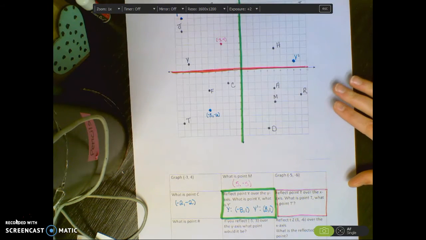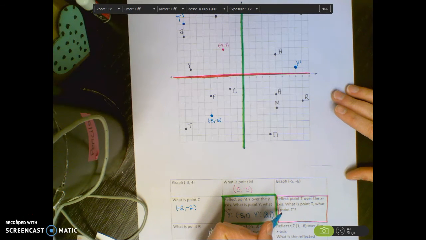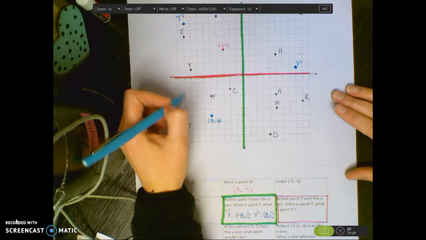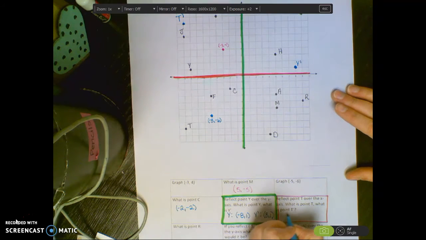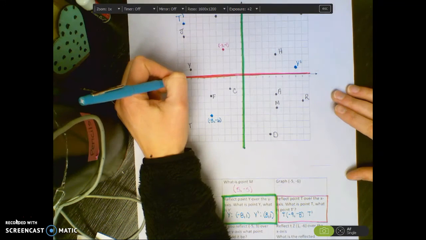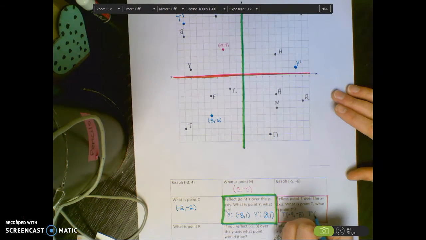Sorry, that's kind of off a little bit. Now it says, what point is T? So T is (-9, -8). T is (-9, -8), and T prime then is (-9, 8).